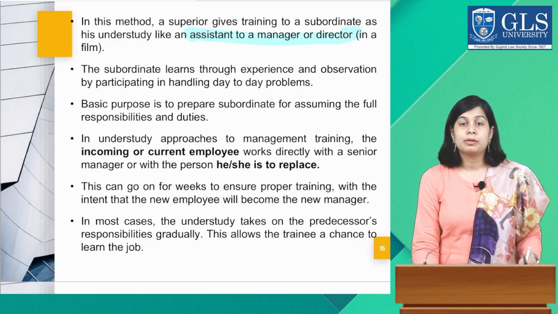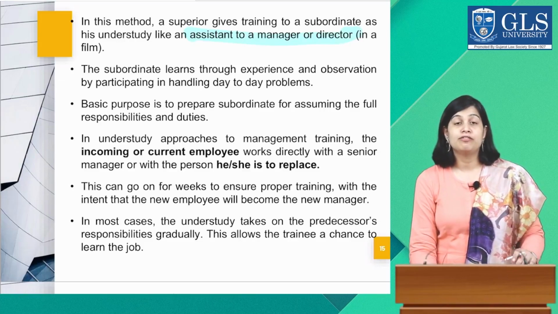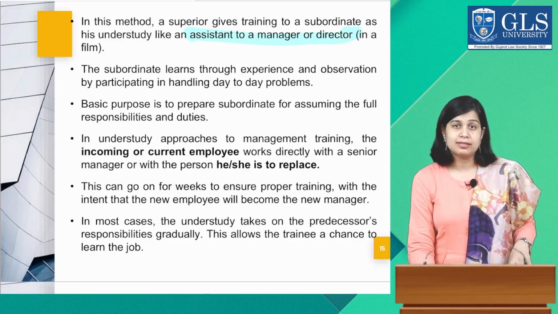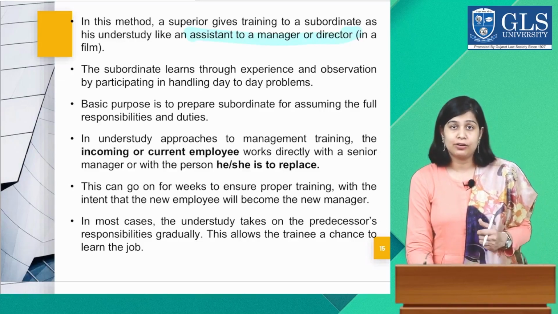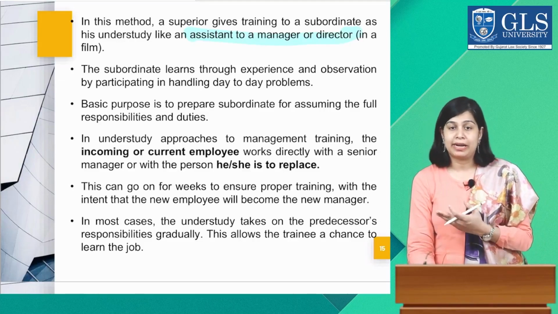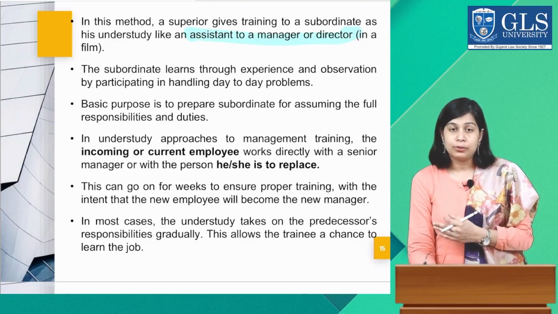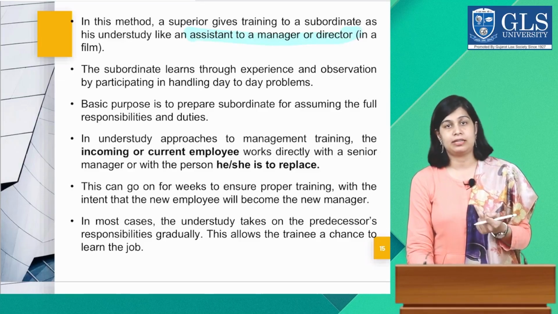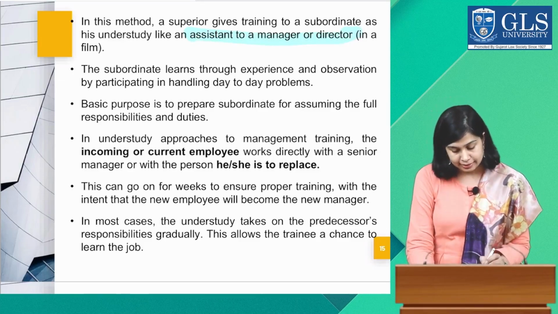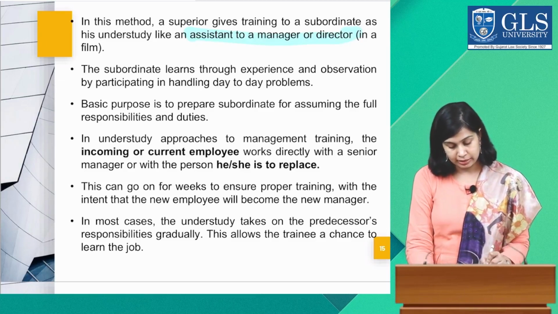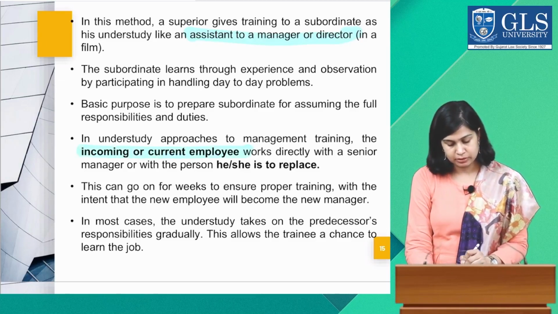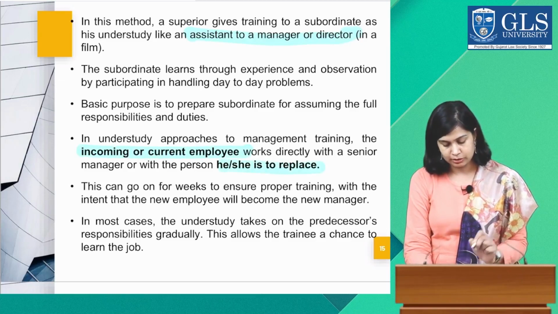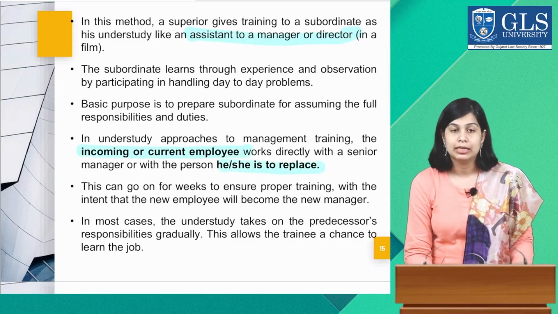Basic purpose is to prepare the subordinate for assuming the full responsibilities and duties. Why is this understudy done? So that he or she is ready to replace the senior one who is planning to leave, the outgoing employee, right? And therefore, it is important that the person assumes the full responsibilities and duties. In understudy approaches to management training, the incoming or current employee works directly with the senior manager or with the person he or she is to replace.